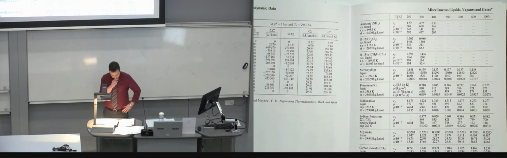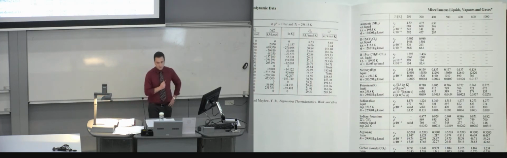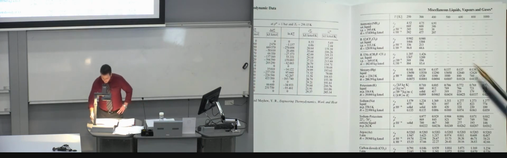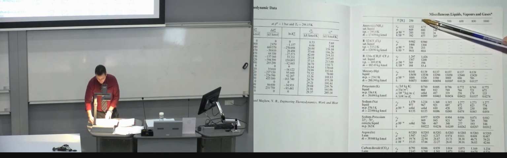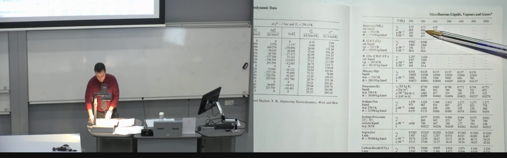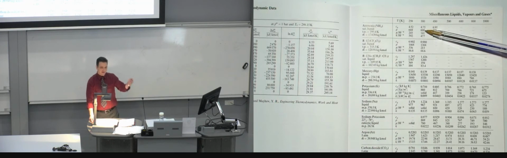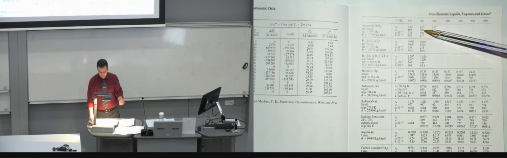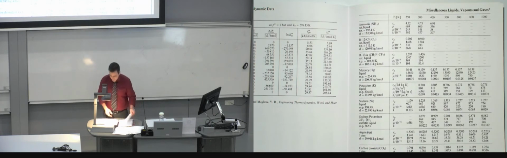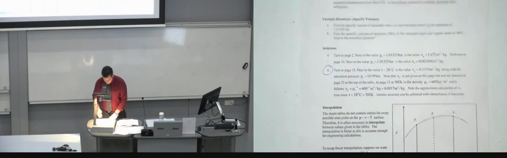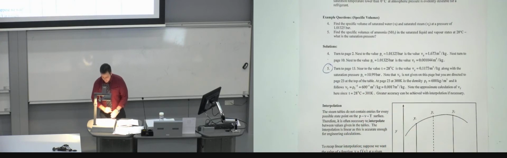Now, 28 Celsius is 301 Kelvin. The closest value here is 300, so I can read off from 300 and find the density. That's 600. And I know that Vf is the inverse of the density. Therefore, 1 divided by 600 would be your Vf for ammonia. And essentially, it's a good approximation, really. So 1 divided by 600 is the value of Vf.